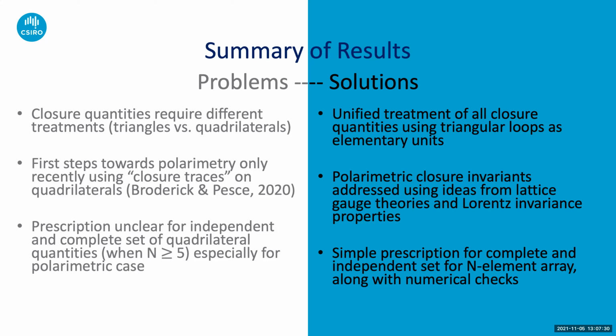So what we have tried to do is present a unified treatment for all closure quantities using only triangle loops as elementary units, and we believe we can understand and treat them quite easily. And we have used some ideas from lattice gauge theories and Lorentz invariance properties to understand these closure invariants. And we've provided what we believe is a simple prescription for a complete and independent set of closure quantities for an array of arbitrarily large size. And we've done some numerical checks as well.